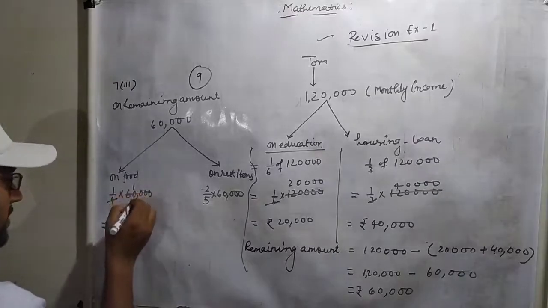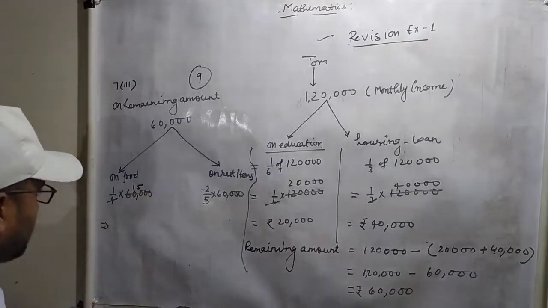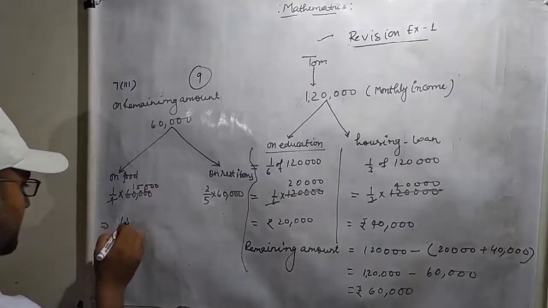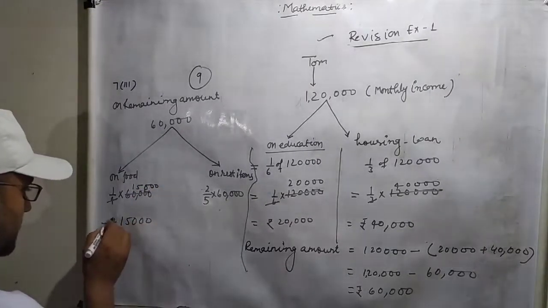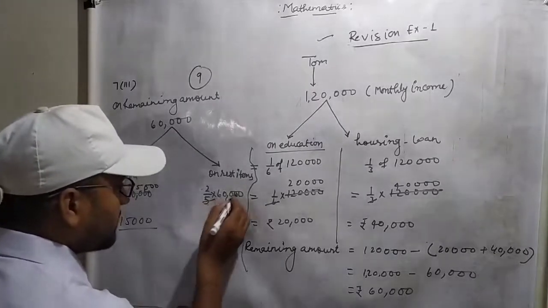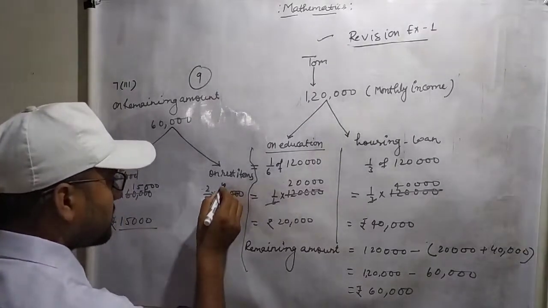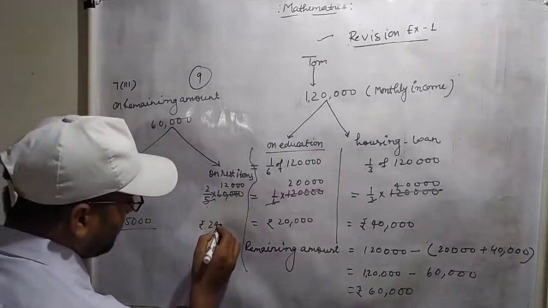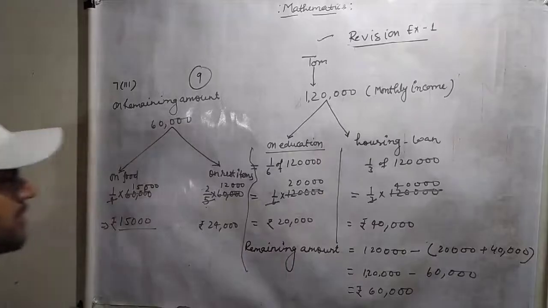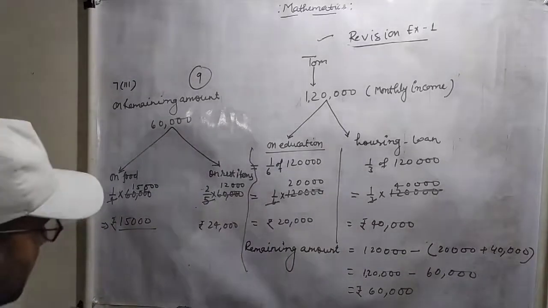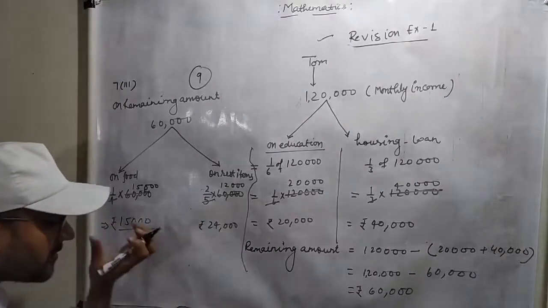4, 1, 5: 15,000 he has spent on food. Cancel this one. Then 24,000 is spent on rest items. So the question asks to find the sum of money left with him. What is the money left with him?